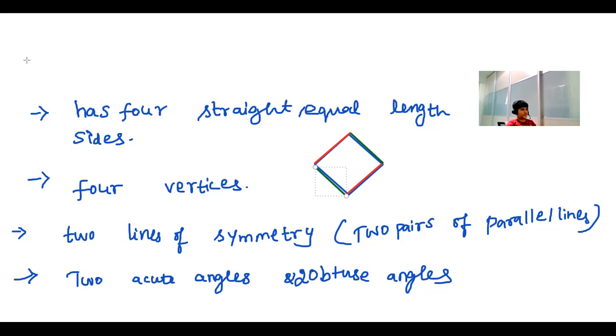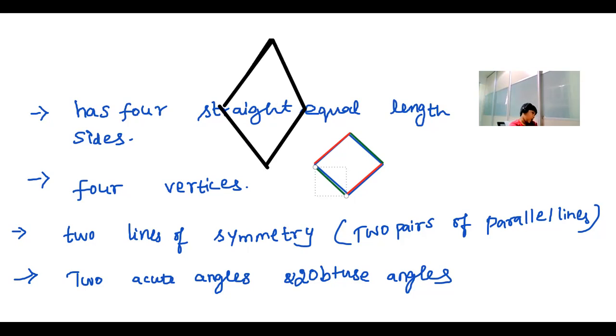Wait, ma'am, I have a question. Is there always two acute angles and two obtuse angles in every type of rhombus? Exactly. So these types, let me use it. Okay, so these ones, I don't think so. They have. It does. The top and bottom has acute, the left and right has obtuse.